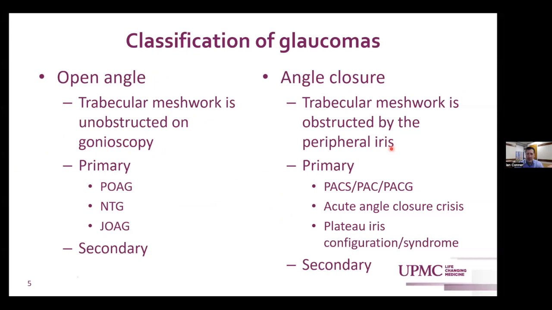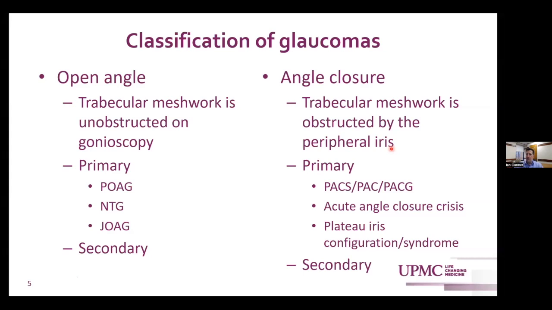But we generally categorize them into open angles and closed angles. The open angles, the trabecular meshwork is unobstructed on gonioscopy. That's how we define it. So you have to do gonioscopy to make this differentiation. There are primary open angle glaucomas, including POAG, the most common type here in the US, but less common in other parts of the world. Normal tension glaucoma, very common among Japanese patients, for example, juvenile open angle glaucoma, which has a genetic basis. And then there are secondary open-angle glaucomas, and we'll talk about some of those.